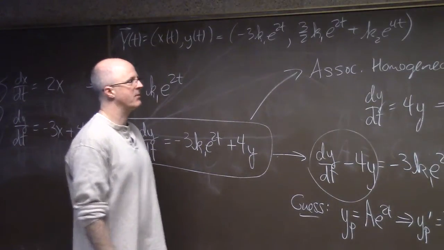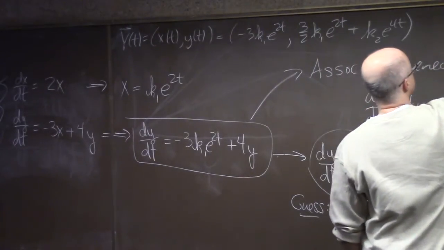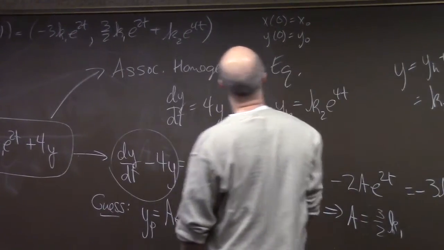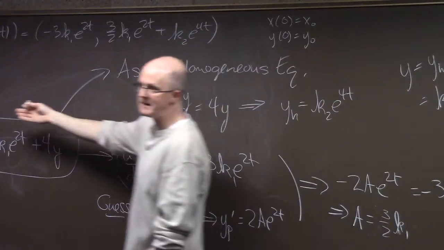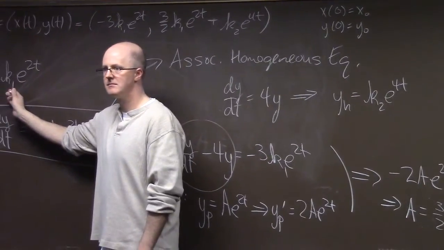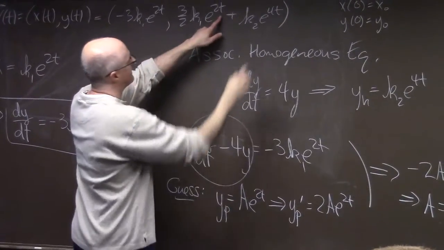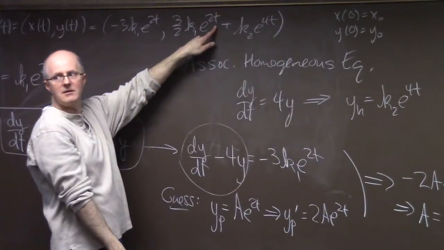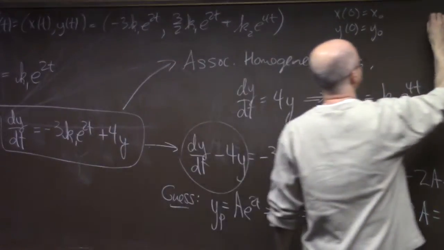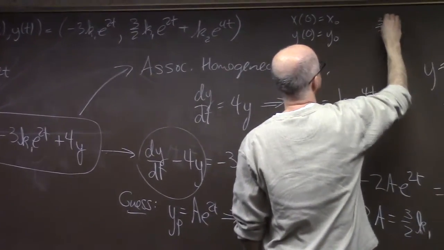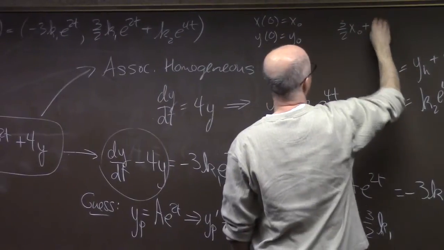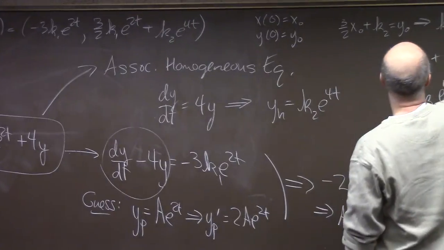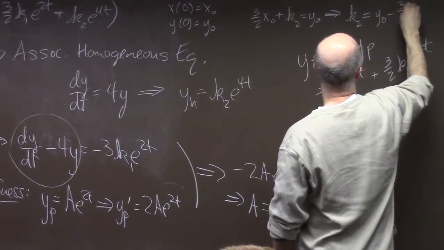What if we had an initial value problem? An arbitrary initial value problem, say x of 0 is x sub 0, y of 0 is y sub 0. I already said the k1 has got to be the same as the x sub 0. And then if you plug 0 in here and here, you'll get 3/2 k1 plus k2 must equal y0. Since k1 is x0, you'll get 3/2 x0 plus k2 must equal y0. So the k2 must be y0 minus 3/2 x0.